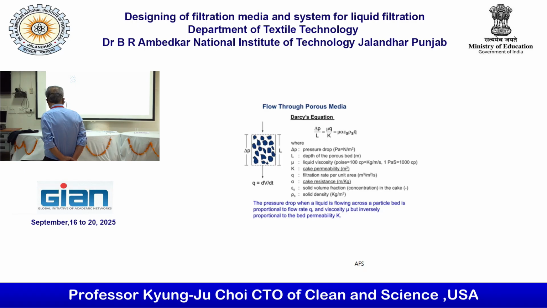Mu is there, alpha is there, and epsilon is there, rho is there, and Q. The Q, you already know, is the flow rate, mass flow rate, Q. Higher filtration rate per unit area Q, and K resistance alpha. This is normally, if you have a lot of experiments, you can get some values using this.